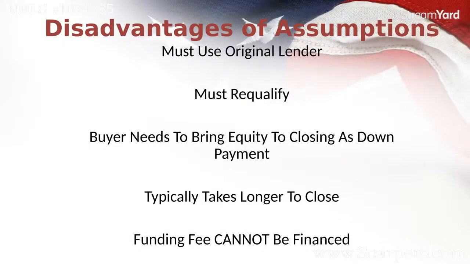Oh, and also the funding fee cannot be financed. That's another one. So there's that 0.5% funding fee that I mentioned a minute ago. On a typical VA loan, you actually can roll it into the loan and borrow a little more. On an assumption, you cannot finance that. You actually have to bring that to closing if a funding fee is due. Now, if you're exempt, you don't have a funding fee. Like I mentioned a minute ago, if it's a divorce situation, it's not a funding fee. But on your typical assumption, where the veteran would have a funding fee due, that 0.5% cannot be financed. This needs to be brought to closing.